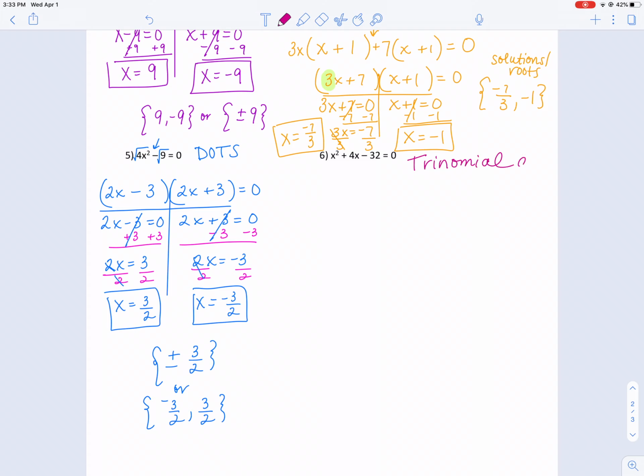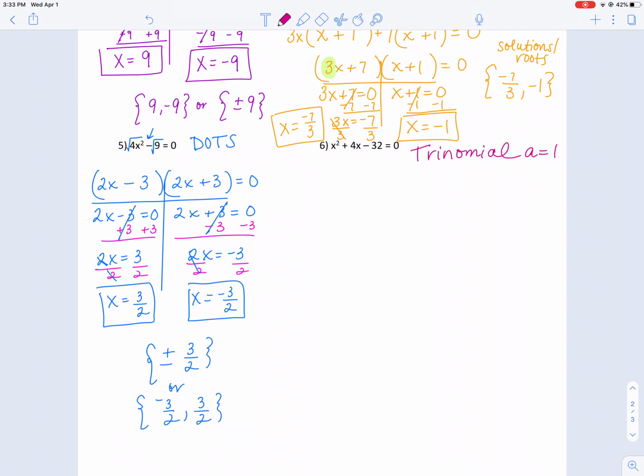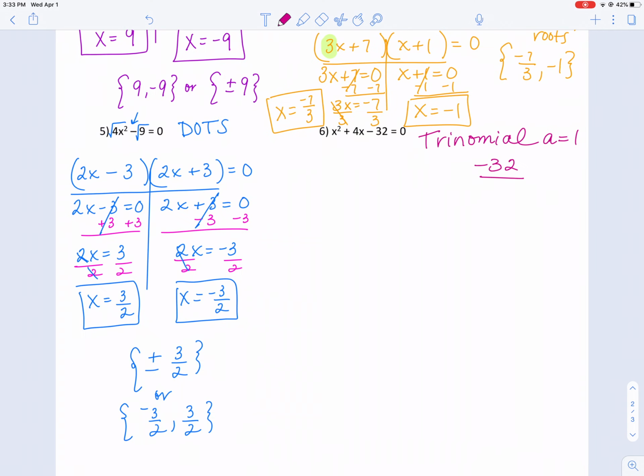And this trinomial is where a equals 1, which means you don't have to multiply anything because technically you could multiply, but 1 times negative 32 is just negative 32. So you're asking yourself what multiplies to negative 32 and adds to 4? 8 and negative 4. X plus 8, x minus 4. It's got to be that. No other numbers. I mean, you could say negative 16 and 2, but they'll never add to 4.